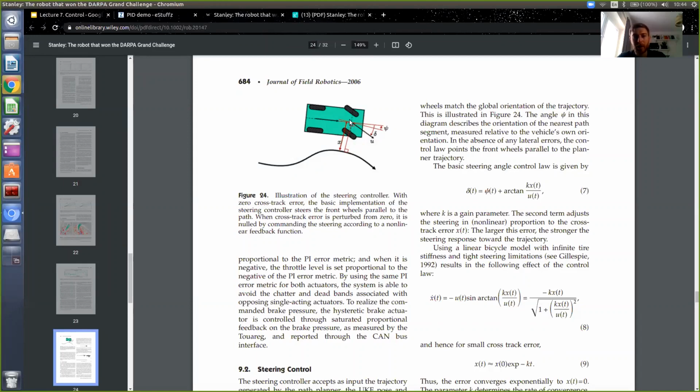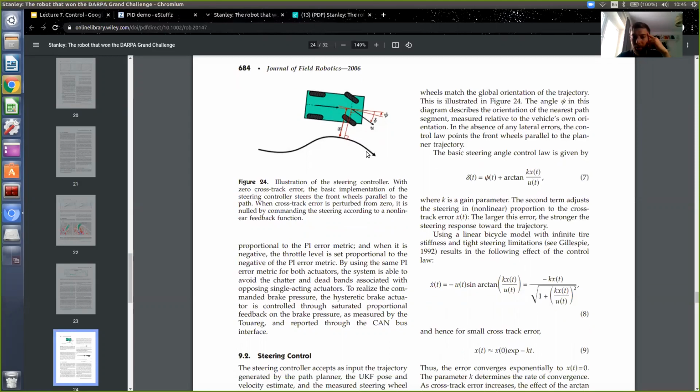Also, we want our car to be as parallel to our reference trajectory as possible. So of course, if the reference trajectory goes like that, we want our car to be parallel to it. So by minimizing both of these things, being parallel to the line and being as close to the line as possible, we would travel through the desired trajectory if both of these errors are zero.